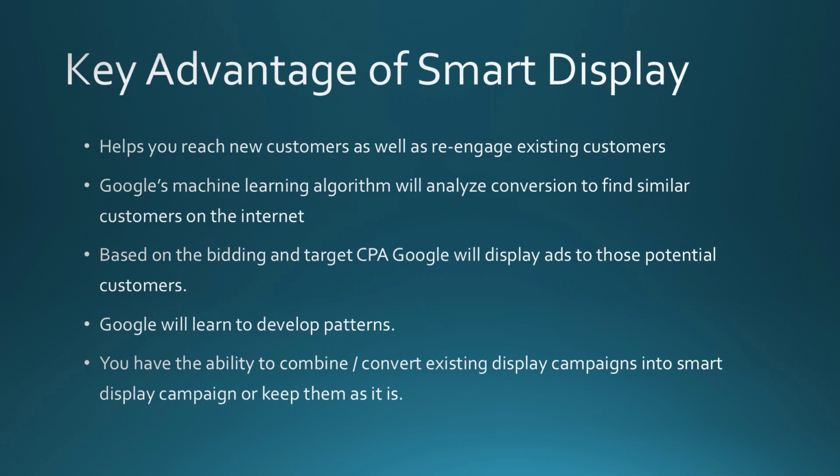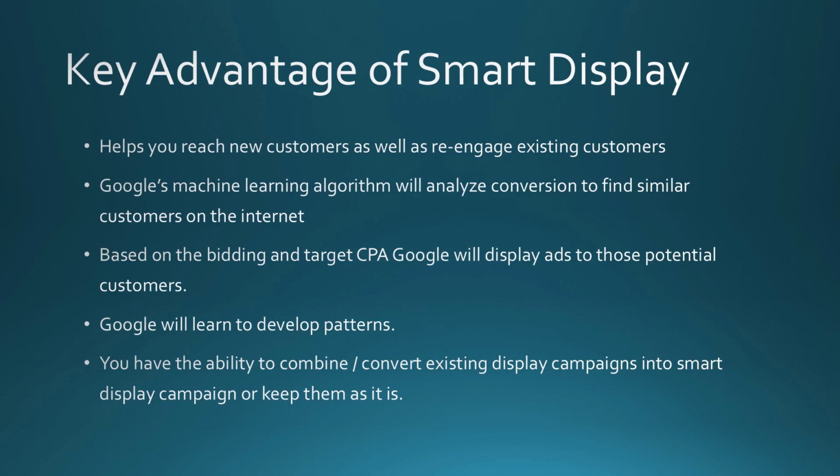But with smart display campaign, Google will automate that task for you. Once it knows what kind of profile and what are the different parameters required to acquire a lead or a customer, Google will start pushing your ads into different channels, into different placements, so that it can maximize your conversions.